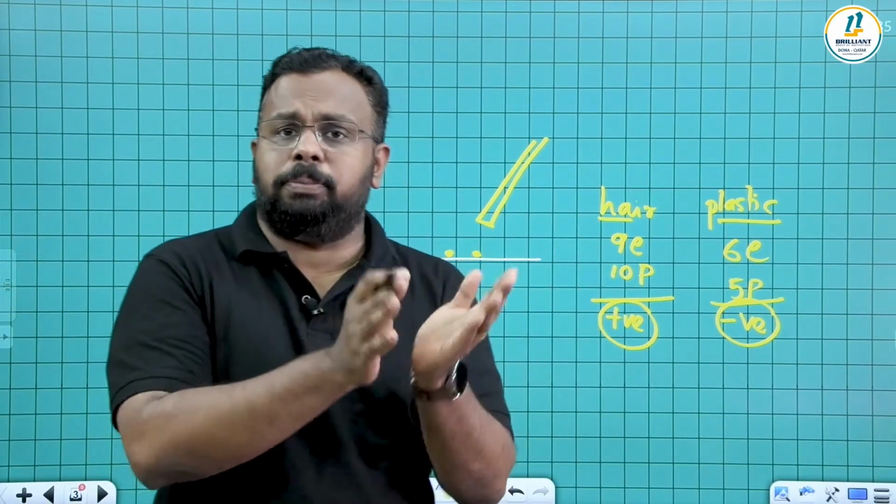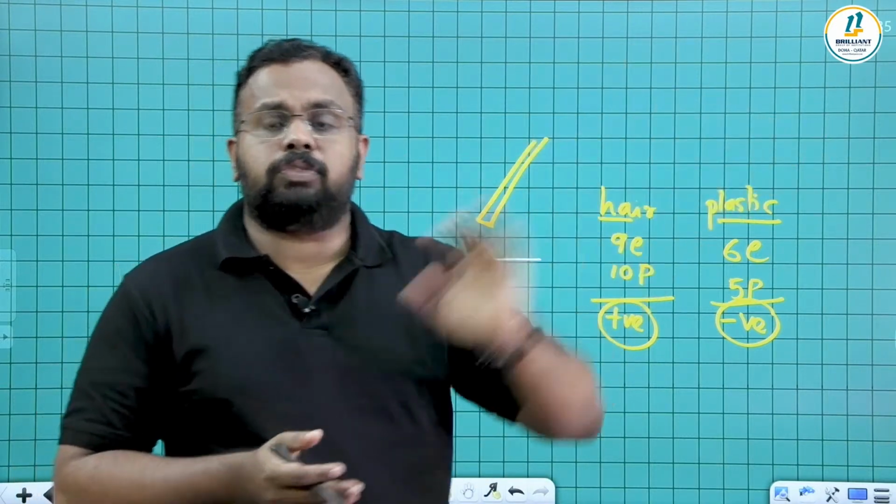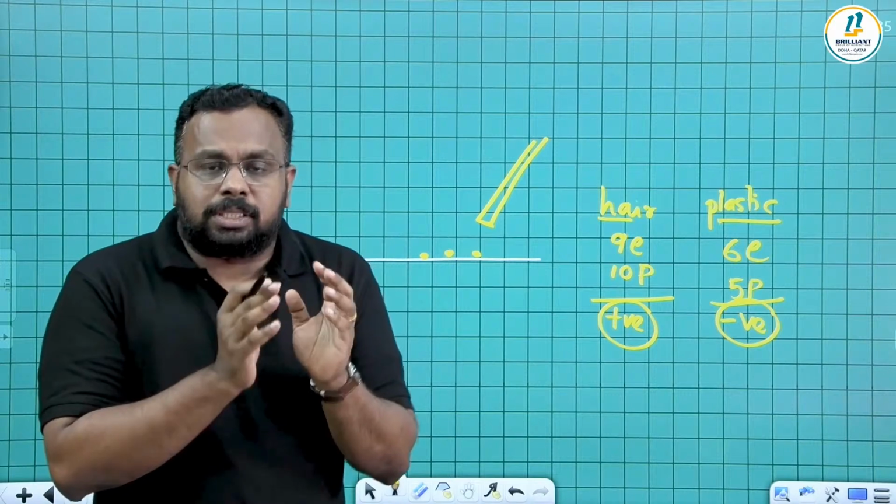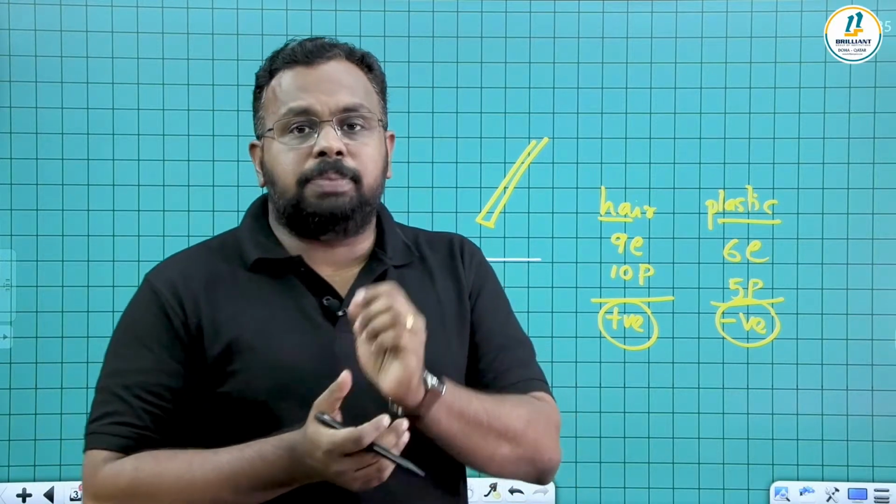When you're rubbing one body with another body, electrons are transferred from one object to another object. This type of electricity is being given a name.